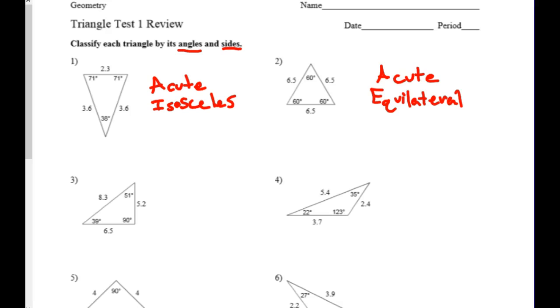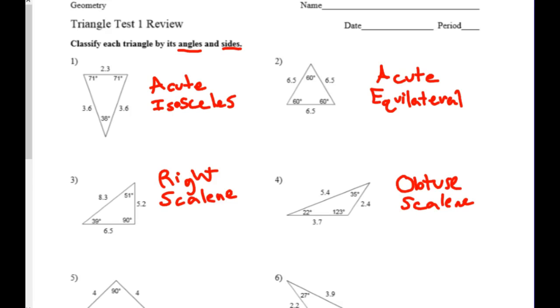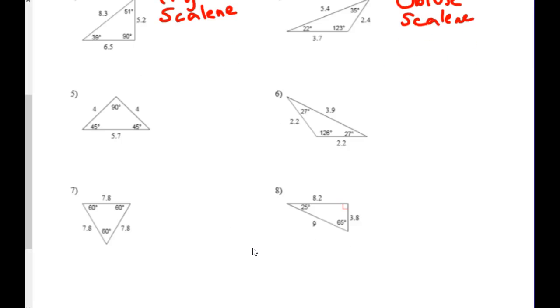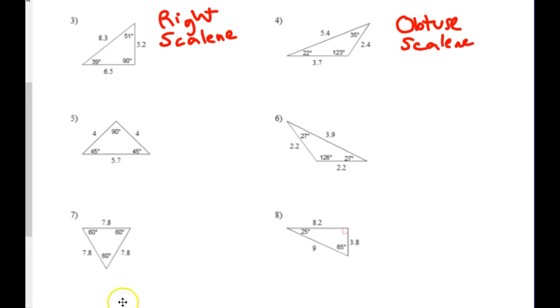Okay, on number 3, the angles, I'm looking and I see 1 right angle, so that's going to be a right triangle, and all the sides are different, so that's going to be scalene. Number 4, I have 1 angle greater than 90, that's obtuse, and then all my sides are different, that's scalene. Alright, so again, you're looking at these key angles. If you have 1 that's 90, it's right. If you have 1 that's obtuse, it's obtuse.